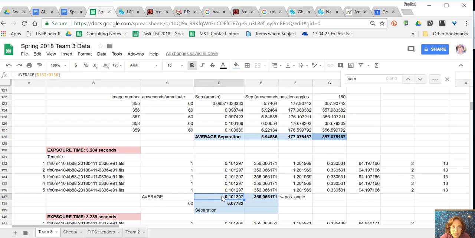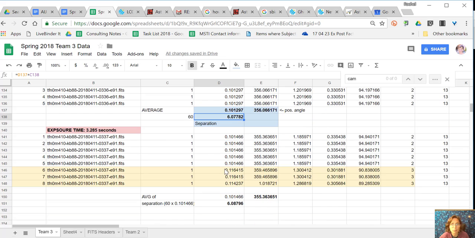Again, I multiplied the separation that's given in arc minutes times 60 to convert it to arc seconds. And I've done that for a couple of different ones. Again, it's inconsistent with aperture 3, so I only used aperture 2. So this is an average from the aperture 2 ones. You can see that if you click on this up here, it shows you it's D141 through D145. So those are these 5 images. It's the average of those multiplied by 60. And then here's our position angle.